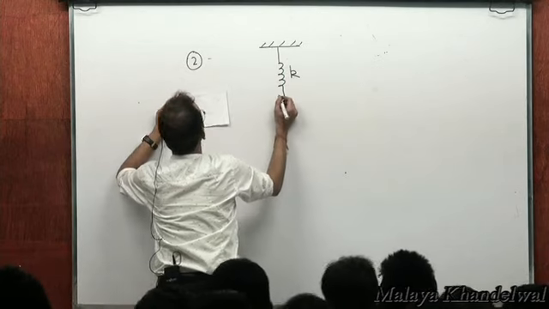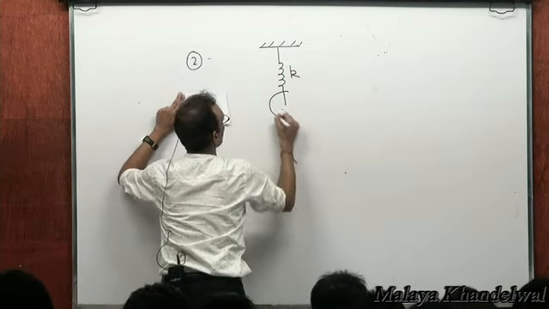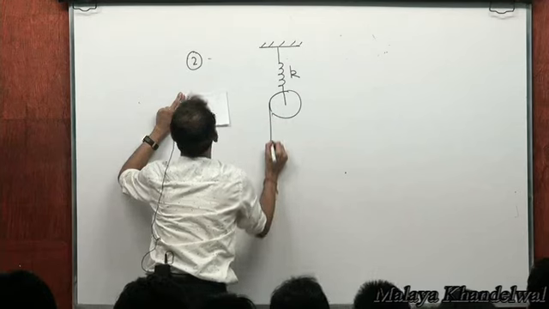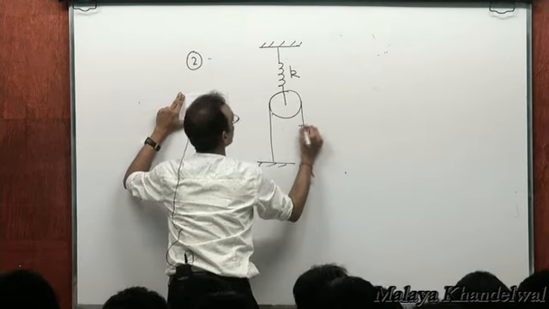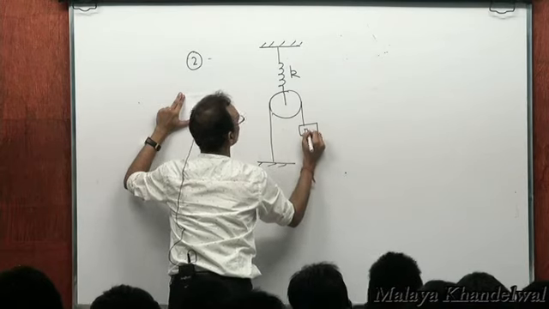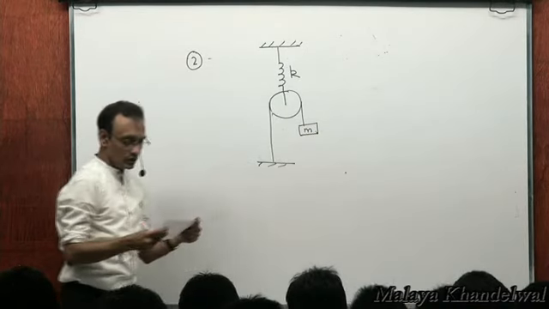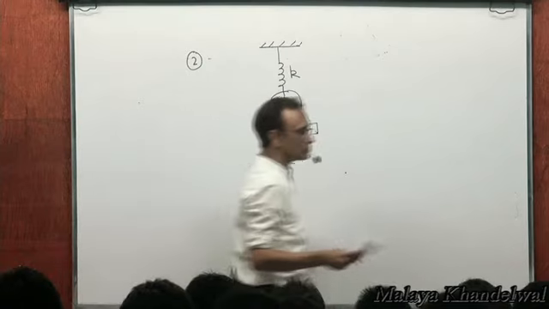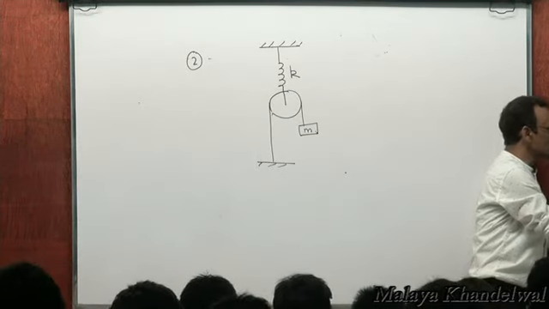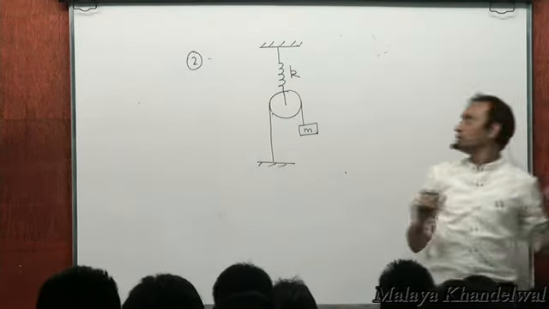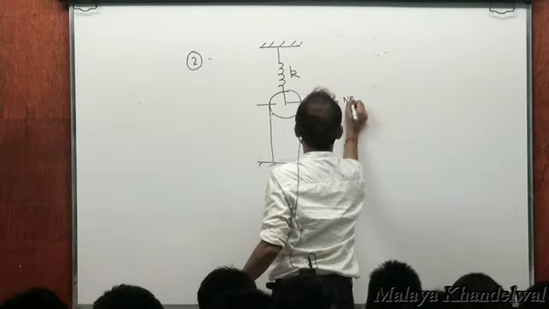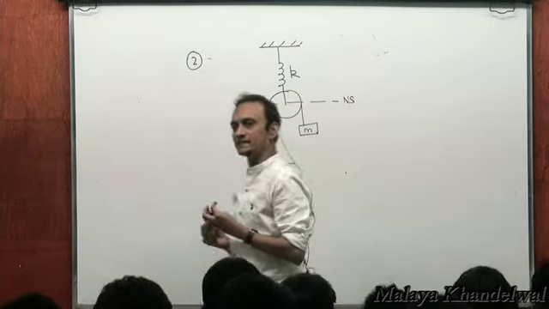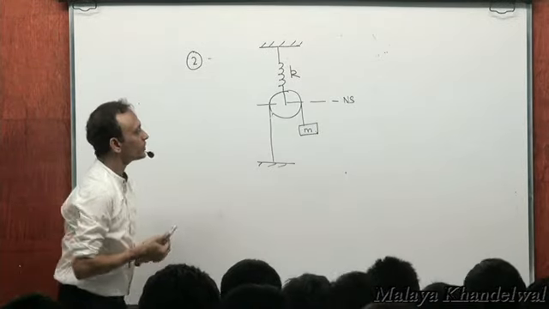There is a spring of force constant K attached to a pulley like this, and now there is a string, and a mass m attached here. All right. We want to find out what the mass m does. Let's say initially the spring is in its natural state. This is the spring and it's in its natural state. Okay.